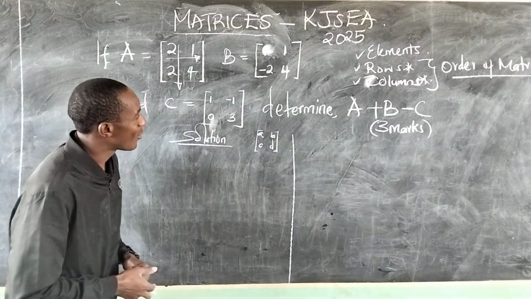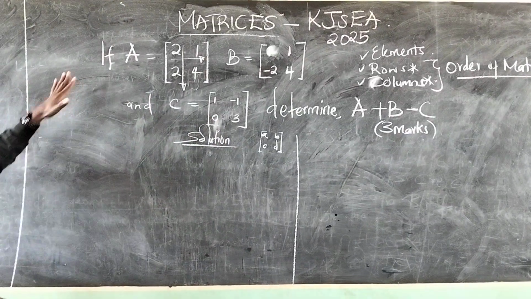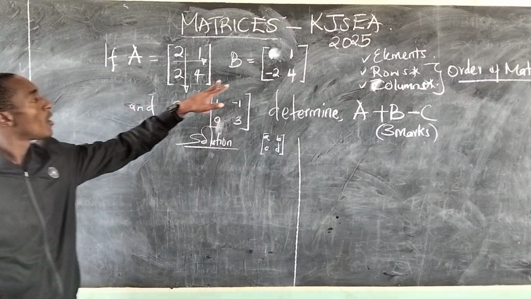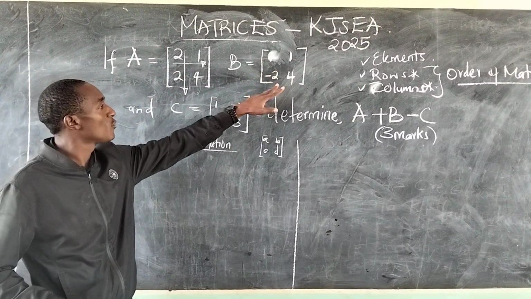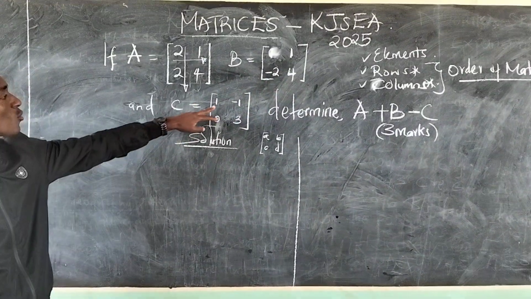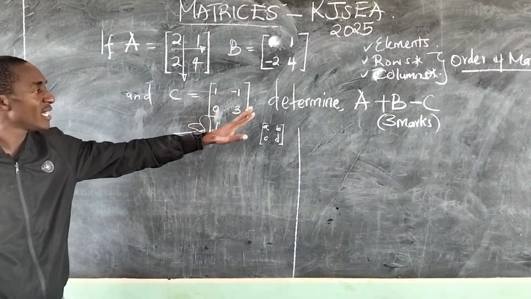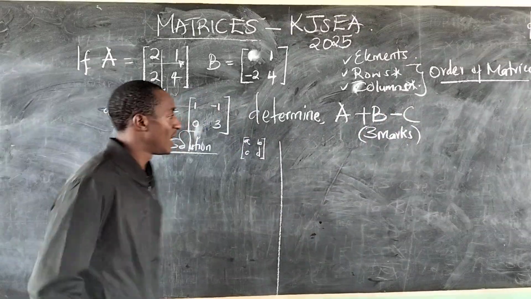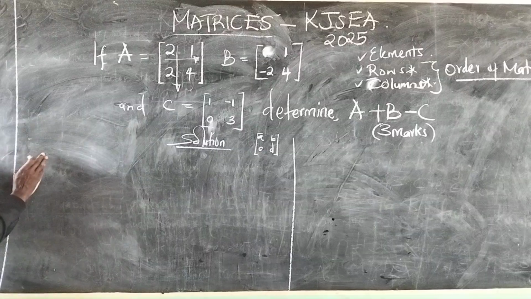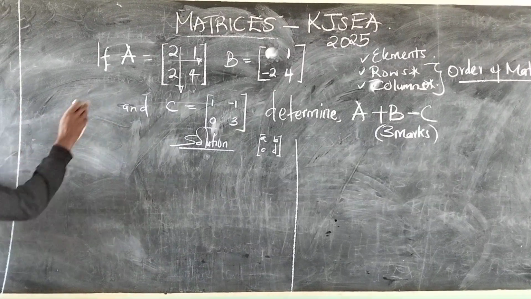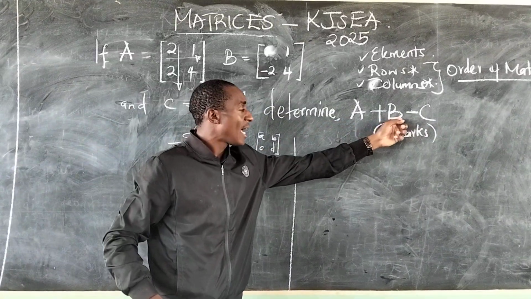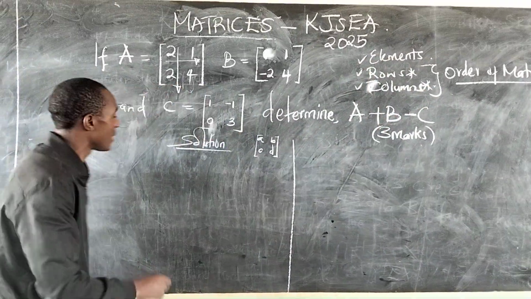Let us go to the question itself. The question reads, if A is 2, 1, 2, 4, B is 1, 1, -2, 4, and C is 1, -1, 0, 3, determine A plus B minus C. Solution. So we are going to write the matrices. We write the matrix A. You can first of all do the A plus B, and then you subtract the matrix C.